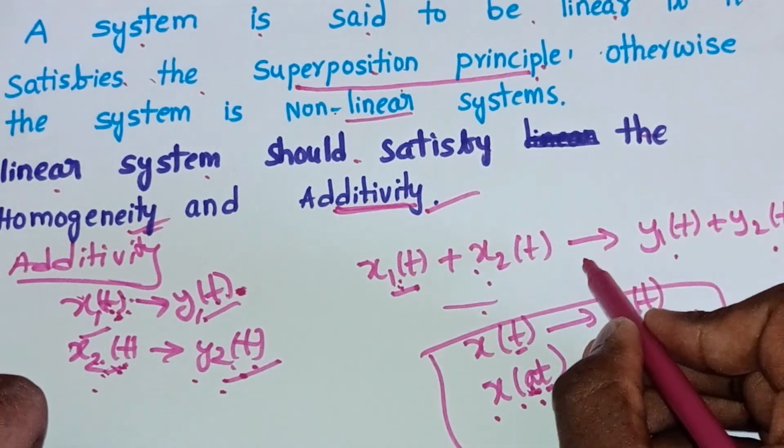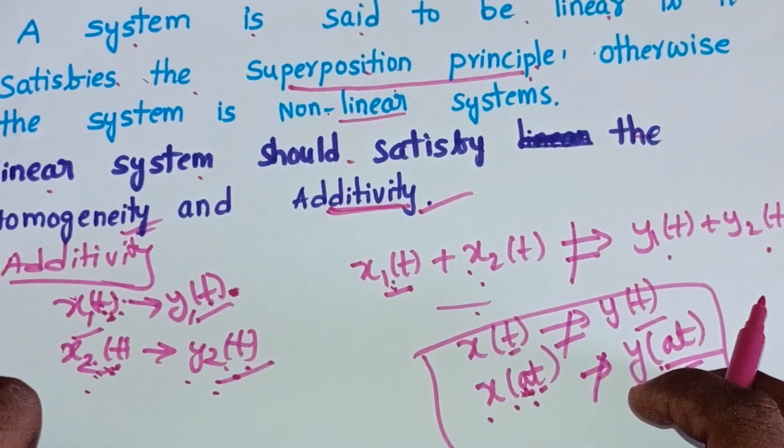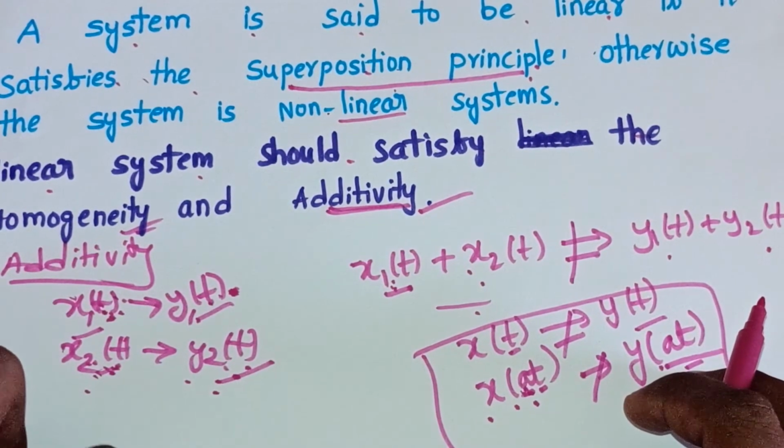If these conditions are not satisfied, then those systems are known as non-linear systems.